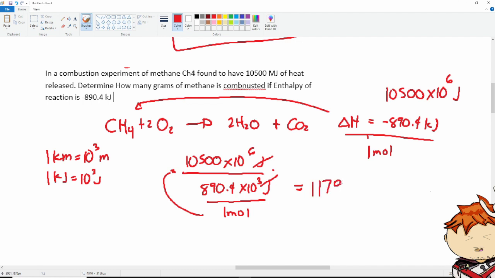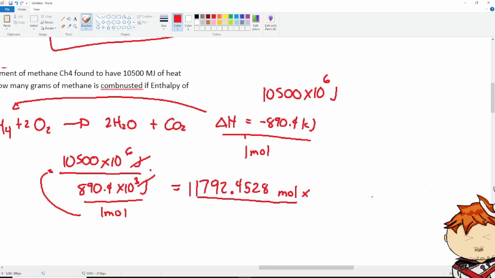11,792.4528 moles. That's how many moles of methane were combusted to release 10,500 times 10 to the 6 joules. And the question is grams, so let's just convert that for methane. 1 carbon is 12 plus 1.008 times 4 hydrogen. 1 carbon, 4 hydrogen. That's grams per mole. We just convert it to grams, okay?